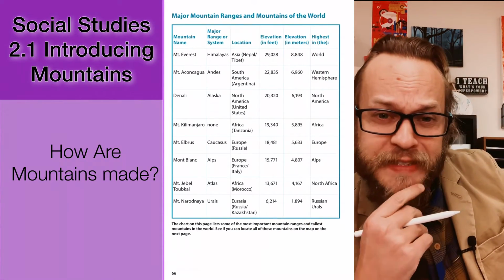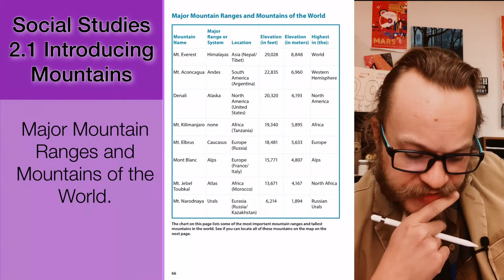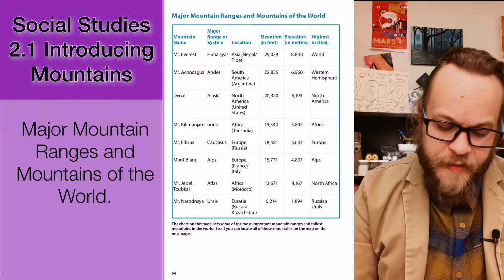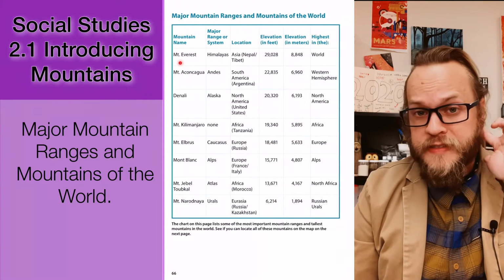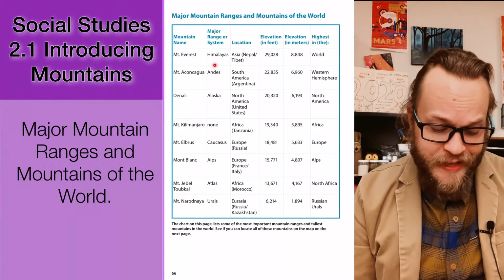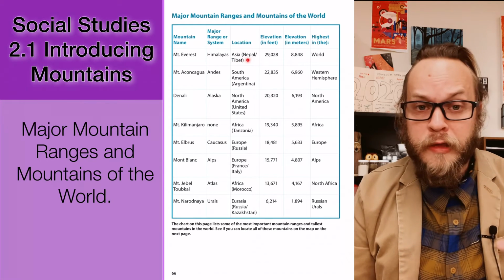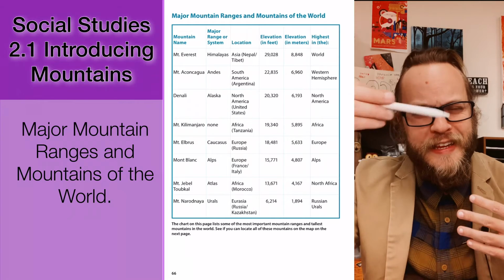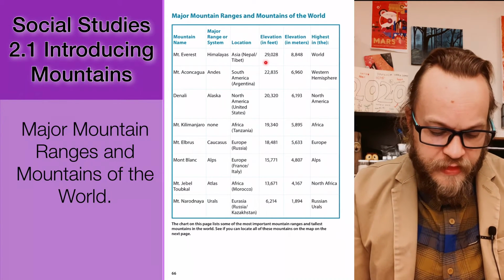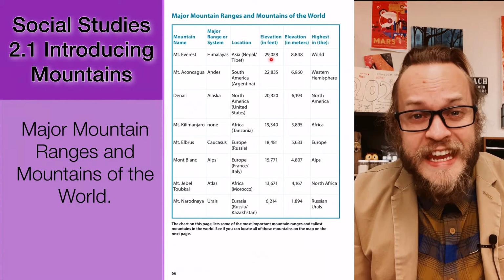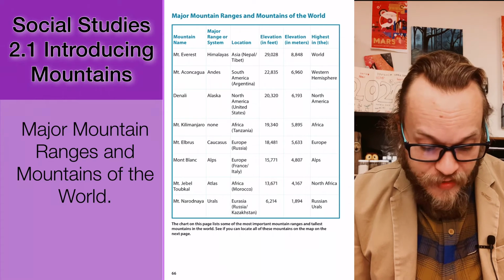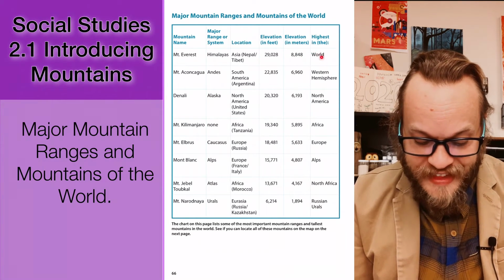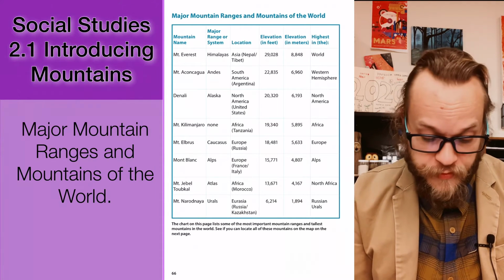So let's look at some major mountain ranges in the mountains of the world, identified by height. We have Mount Everest, tallest of the tall, over in the Himalayas, in Asia, Nepal, Tibet area, north of India, south of China, which stretches 29,000 feet tall, or 8,848 meters. It is the highest in the world.